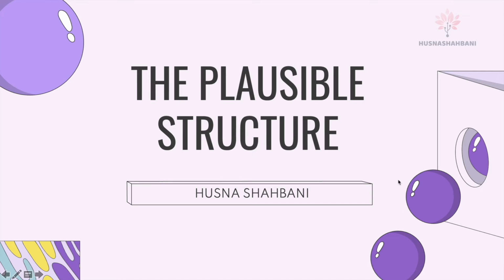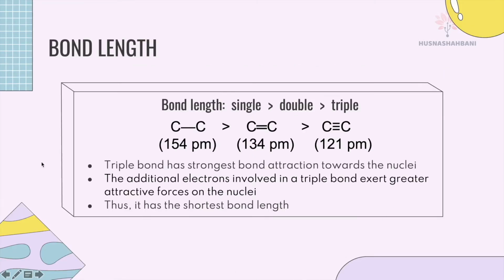Plausible structure. Before we look at the plausible structure, we have to identify the bond length between single, double, and triple.